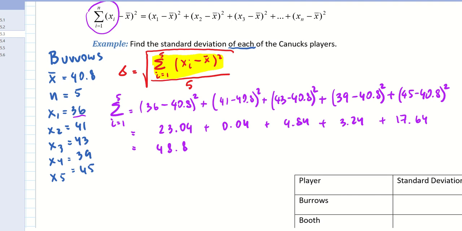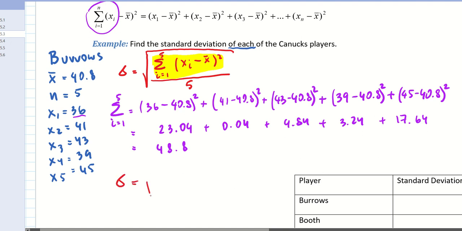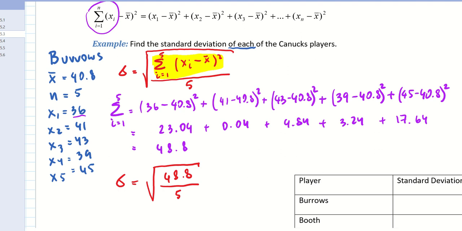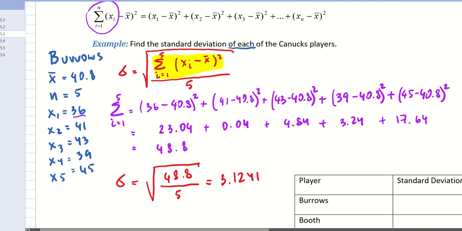Okay, and now let's take our equation with everything together and plug in the square root and the 5. So our sigma is going to equal the square root of the sum, which is this number right here, 48.8, over 5. So as you can see, it looks quite complicated, but once you do the steps, it's basically just dividing two numbers and then taking the square root. So all of this equals 3.1241. So that's our standard deviation for Boros.